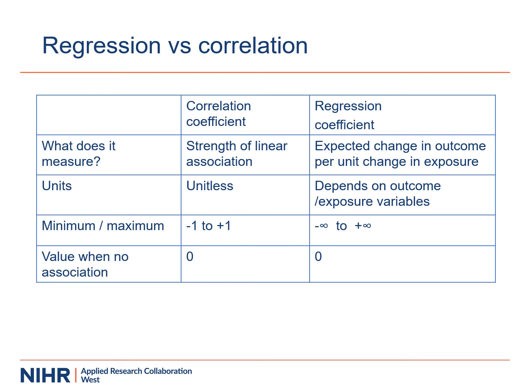The minimum and maximum values for correlation coefficients are -1 to +1, whereas for regression coefficients they can be at almost any value you can imagine, so it's -∞ to +∞. And for both, there's no difference when the value has no association, so they both are 0 when there's no association between the outcome and the exposure, or the x and the y.